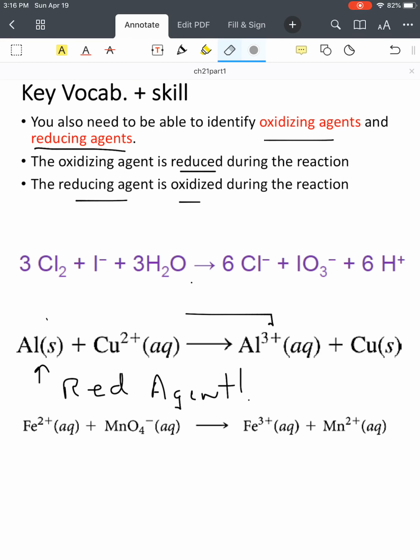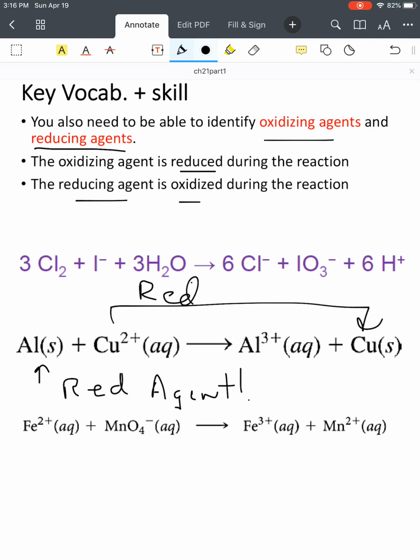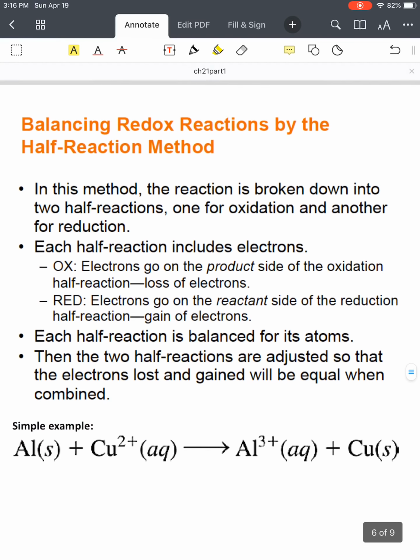So likewise, if we then consider copper 2+, the copper 2+ gets reduced to copper solid. We actually produce copper solid, or precipitate copper solid, out of this solution. So because it's reduced, it is our oxidizing agent. That's that material right there. All right, so simple enough. Again, it's just kind of vocabulary and identifying.